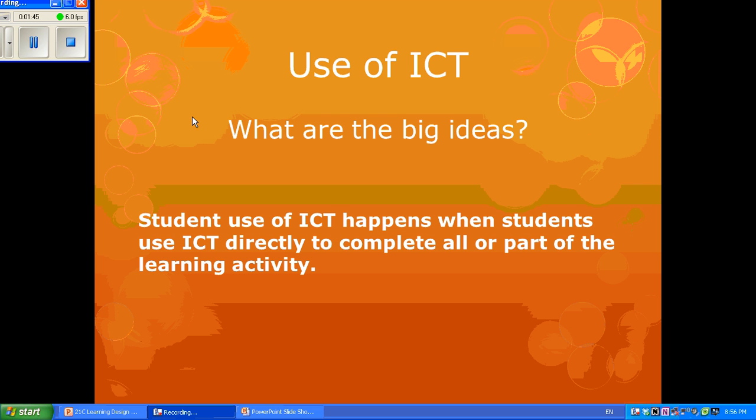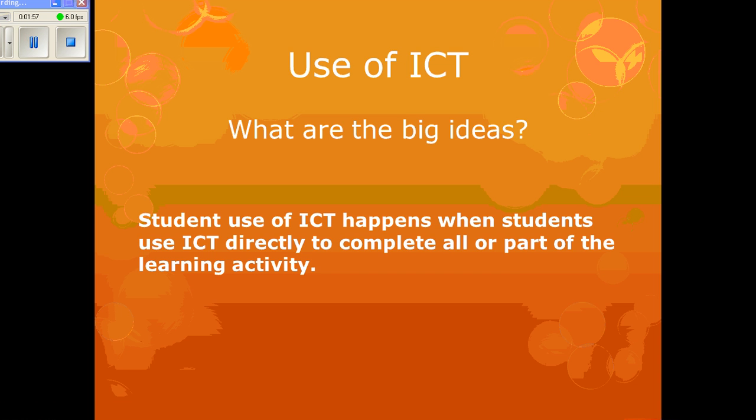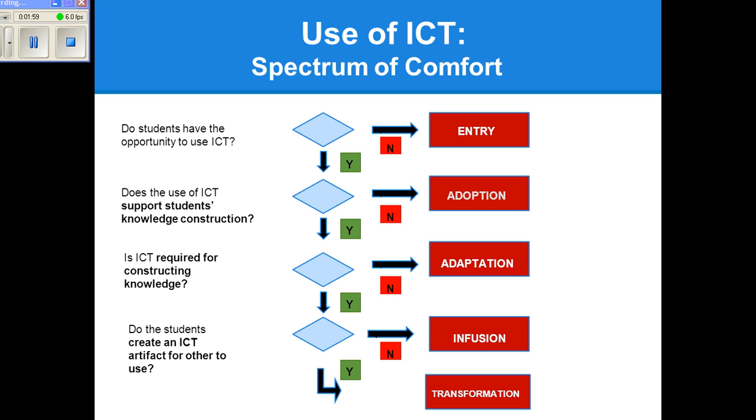So the big idea for this one is that students' use of ICT happens when students use it directly to complete all or part of their learning activity. So let's take a look at what that means exactly here. We're going to just click on it, move forward.